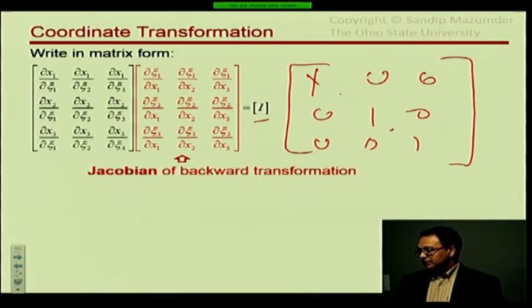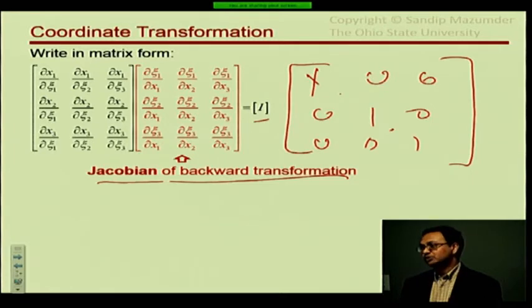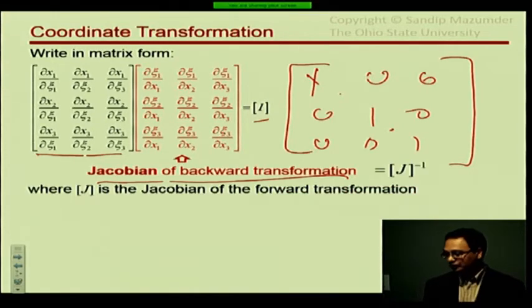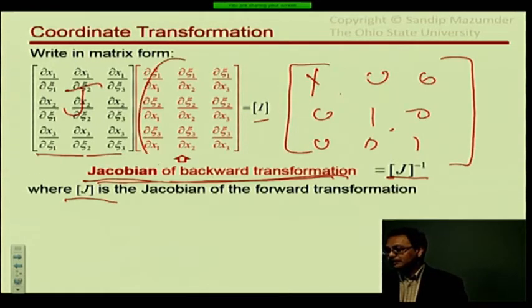This is your Jacobian of backward transformation, that we said we cannot calculate very easily because the relationships are often implicit. This is your Jacobian of forward transformation, which we can calculate easily because the relationships are explicit. So I'm saying that this Jacobian of backward transformation is J inverse, where J is the Jacobian of the forward transformation. That's this guy. This is nothing but J inverse, because the right hand side has an identity matrix.